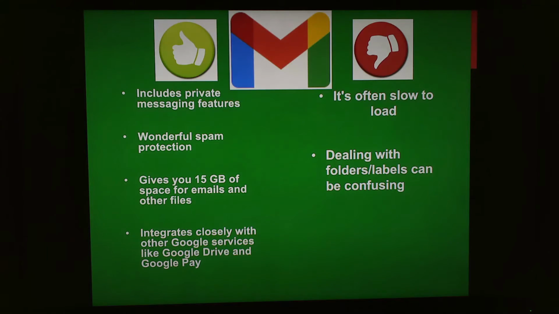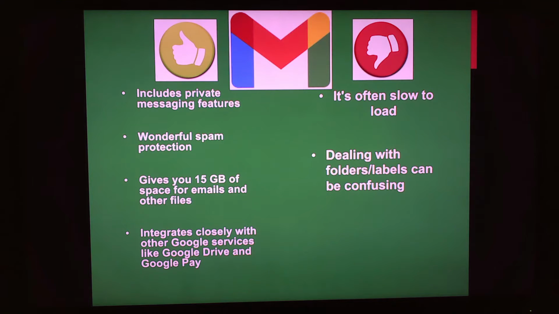But the cons and pros of Gmail, the pros are it includes private messaging features. It's got wonderful spam protection so that your inbox is only actual email and not all that junk mail that we were talking about. It gives you 15 gigabytes of mail for your emails and other files. But bear in mind, remember from my Google Chrome class, that includes everything that's on your Google Drive account. So it's a lot, but it's not as much as you think it is. It integrates closely with other Google services like Google Drive and Google Play.